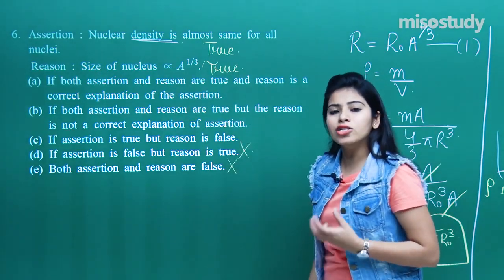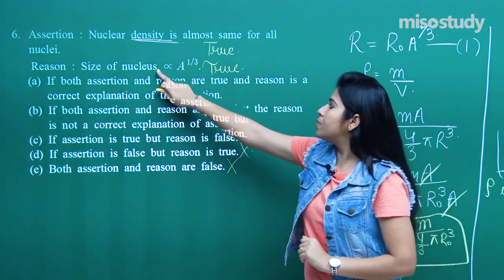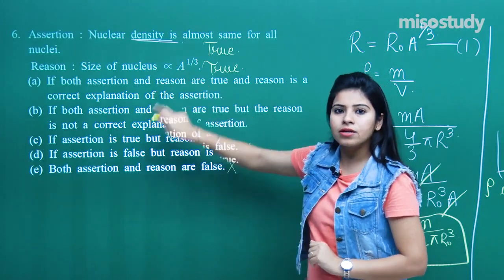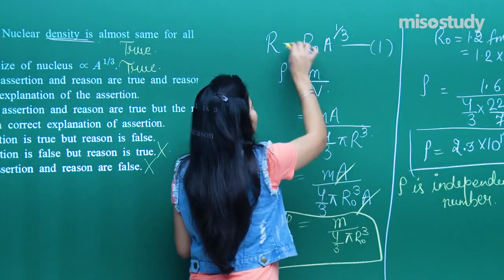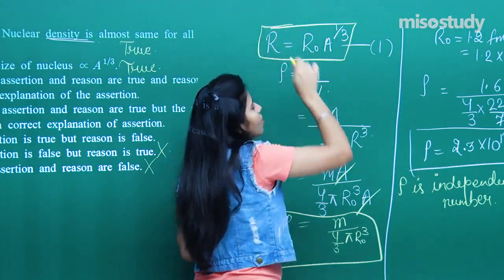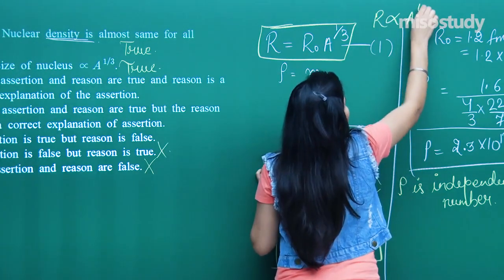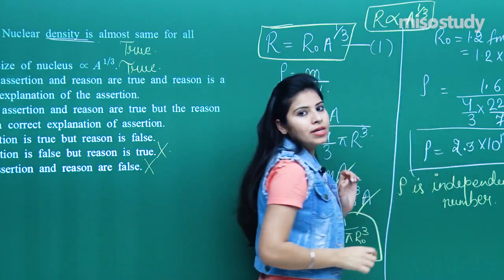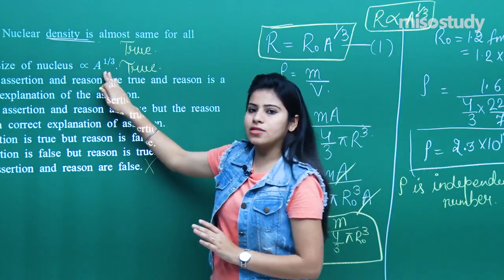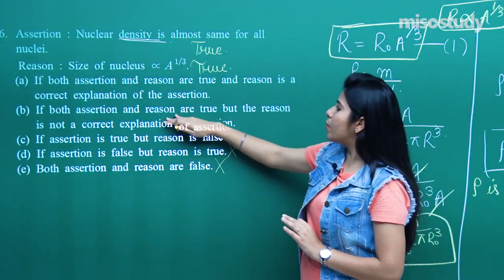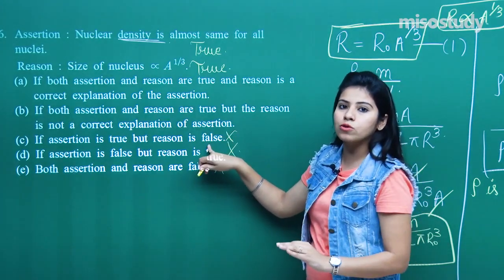You can see that size of nucleus is what? You can denote the size of nucleus by the radius. So that means radius is proportional to A raised to the power 1 by 3. So you can see over here, R is proportional to A raised to the power 1 by 3. That means size is proportional to A raised to the power 1 by 3. That means this is the correct statement. So we can say that this is a true statement. So right here we can say both assertion and reason is true. So that means this option will also be deducted.